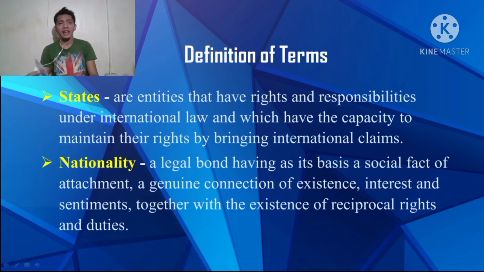When we say state, it is a nation or territory considered as an organized political community under one government. All in all, a state is composed of government, people, sovereignty or power, territory, and most especially a population. And that's it. The next one is nationality.